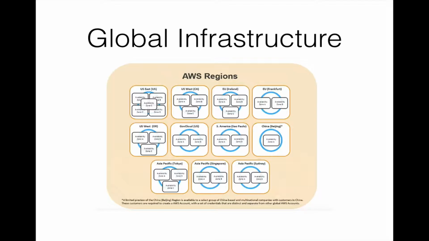So let's talk about their global infrastructure. Again, we covered a lot of this, but at the time of producing this video, there are 11 different regions. Each region consists of multiple availability zones. So there's 5 inside US East, 3 inside US West, and so on. At the time of recording, there is only 1 availability zone within China, but most regions will have 3 availability zones.